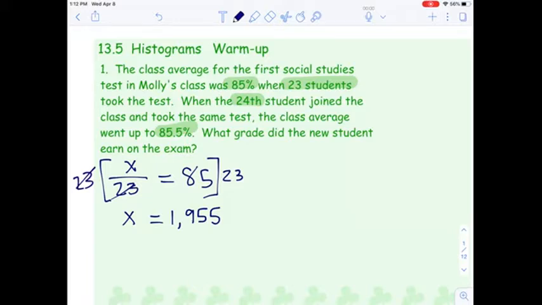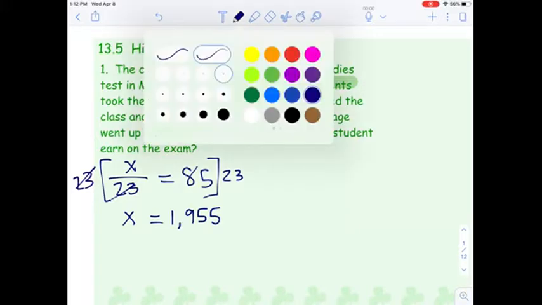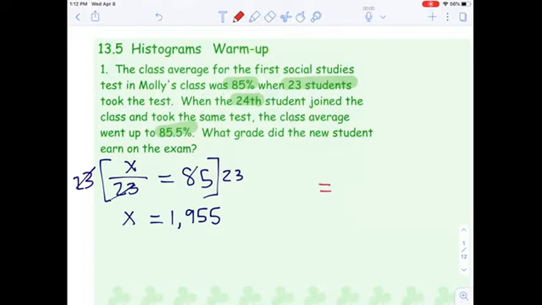Then, to find what the new score is, again, we take the total points that the 24 students scored and divide by 24 students, and that gives us the average. So, setting up another equation, I know that there were 24 students. I know that the average was 85.5%, but I don't know what the total score was added together.